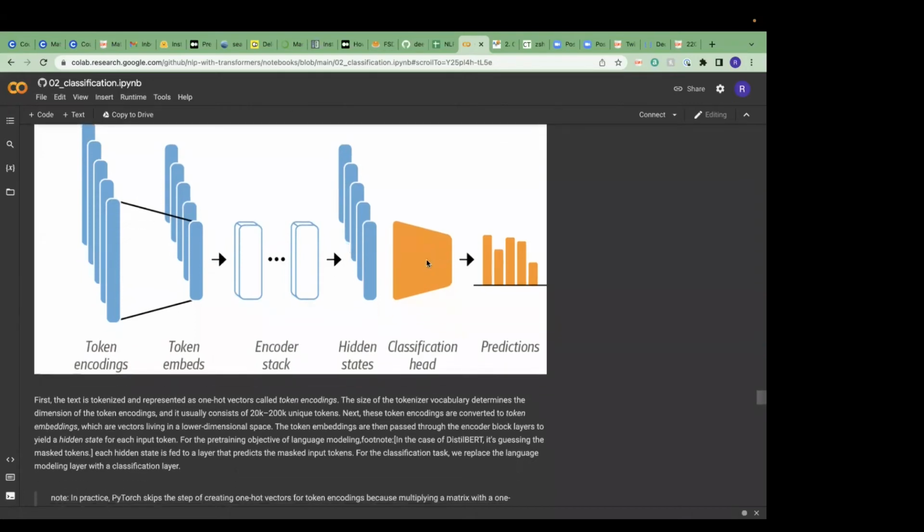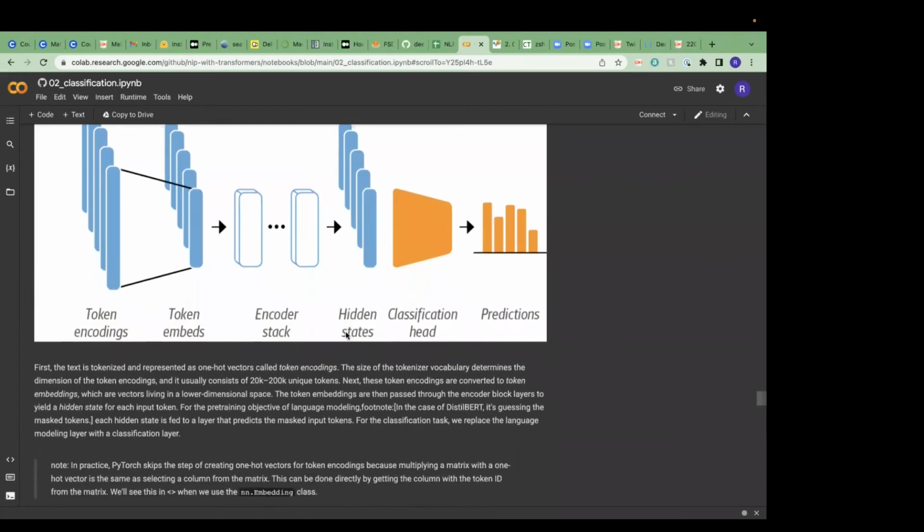And then the classification head is something that you can just attach to your encoder. The classification head is what is used to do predictions.